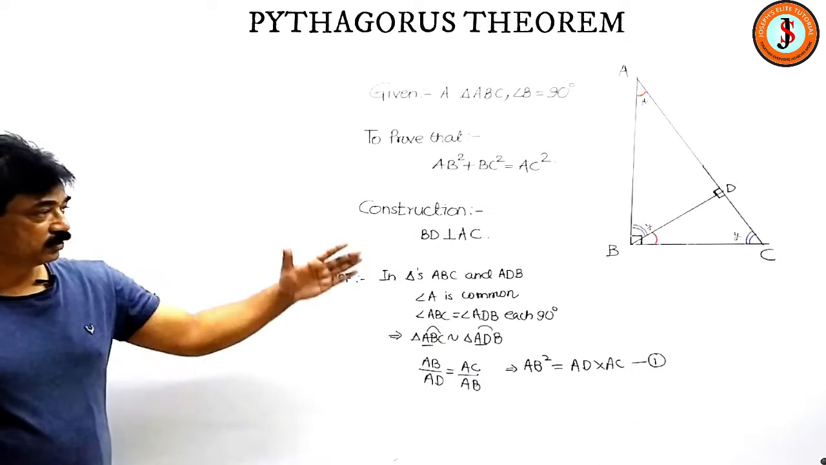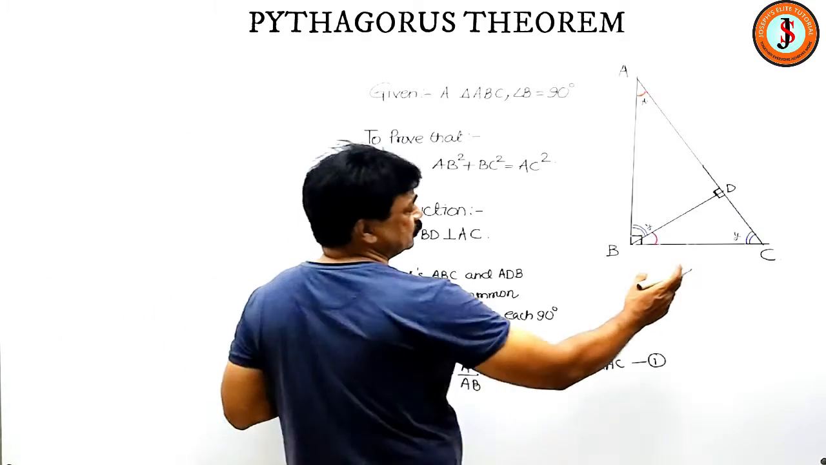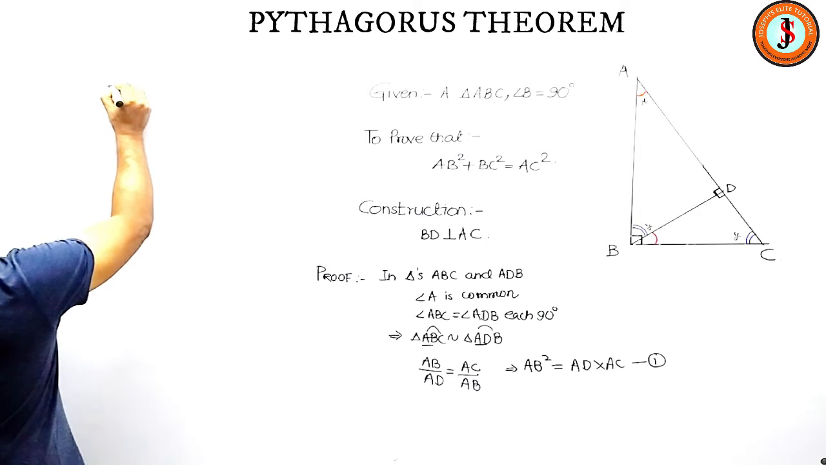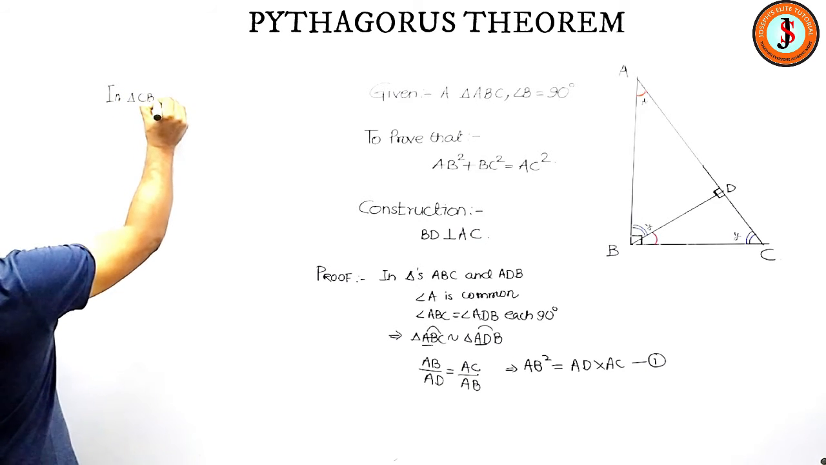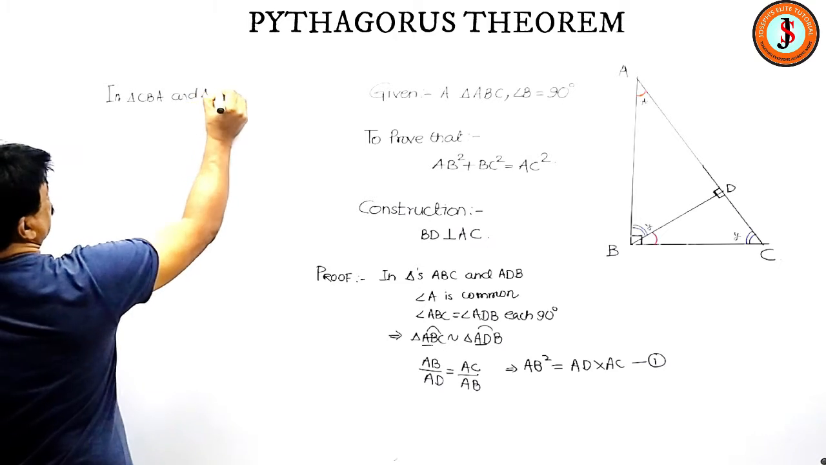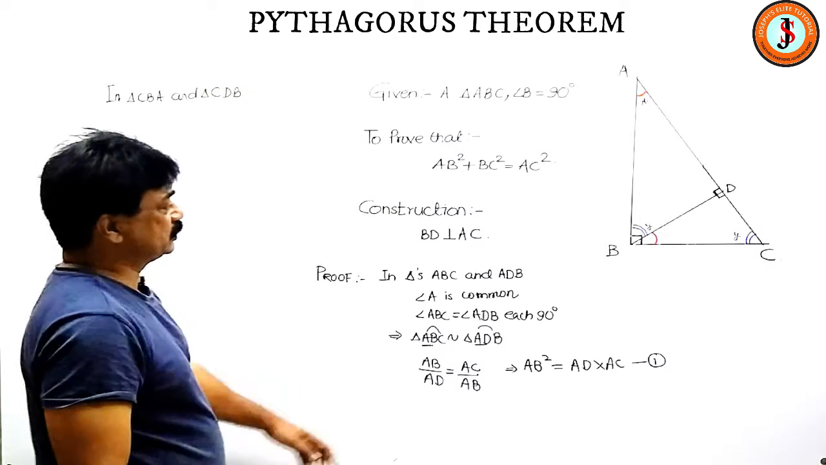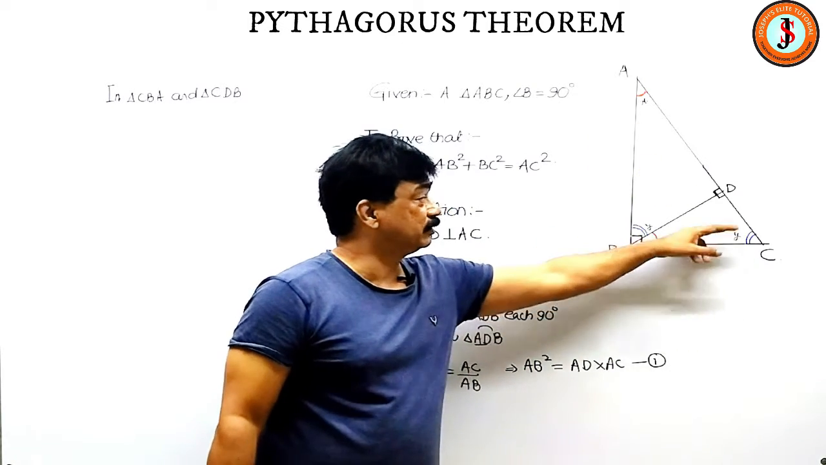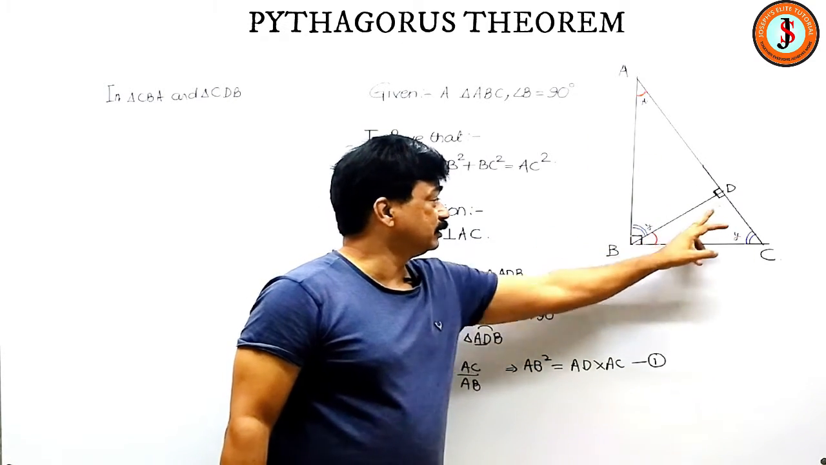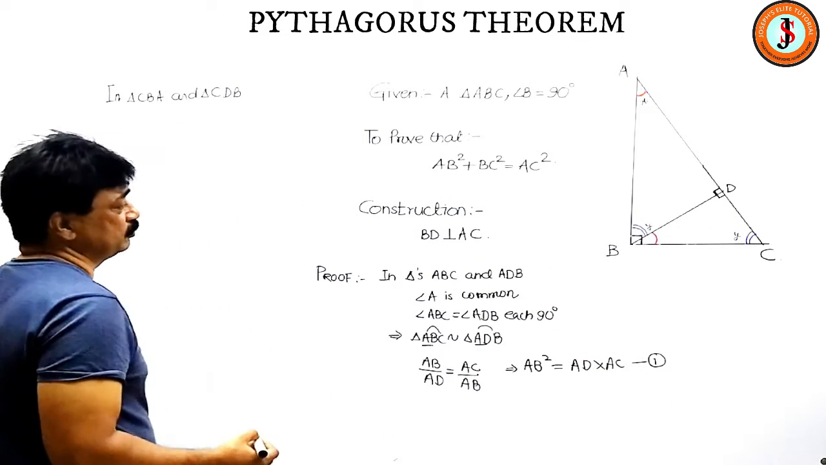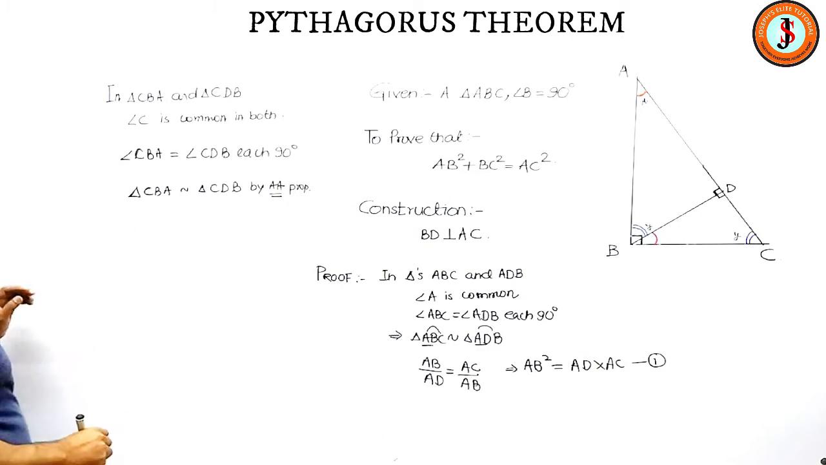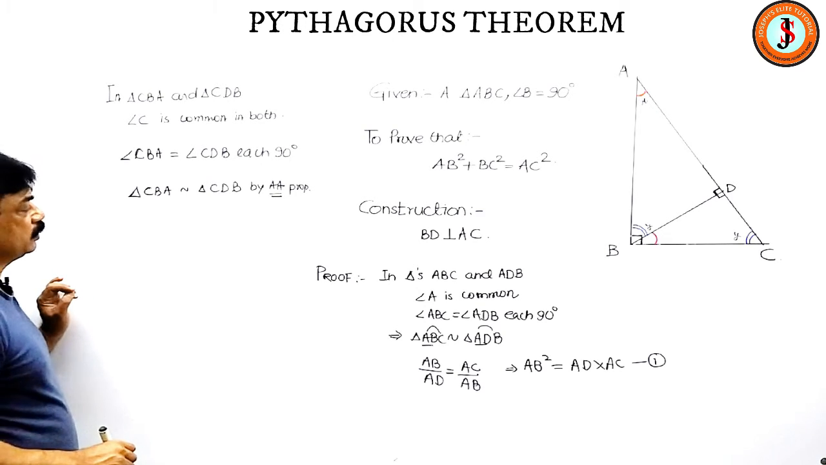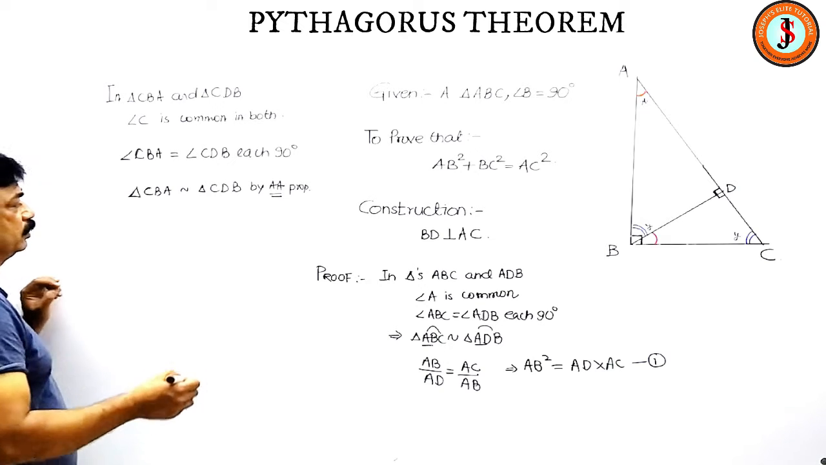Now the same thing I will do for the lower triangle. I will name the larger triangle this way, CBA. In triangle CBA and CDB, angle C is common in the larger triangle and this smaller triangle, and angle B is 90 here and angle D is 90 here, so they are also similar. So triangle CBA is similar to triangle CDB by angle similarity property.